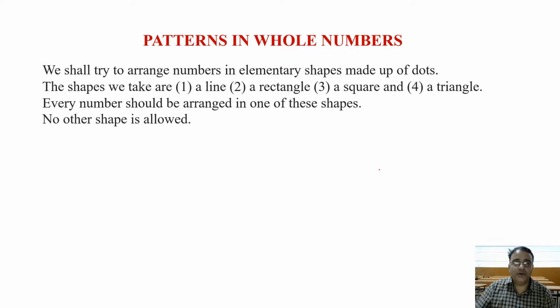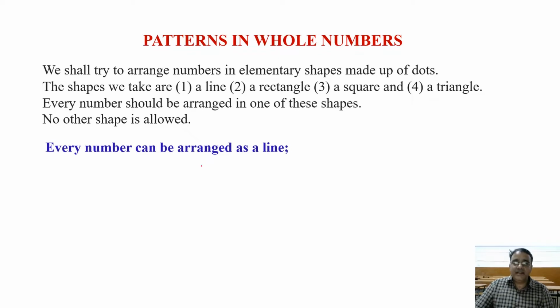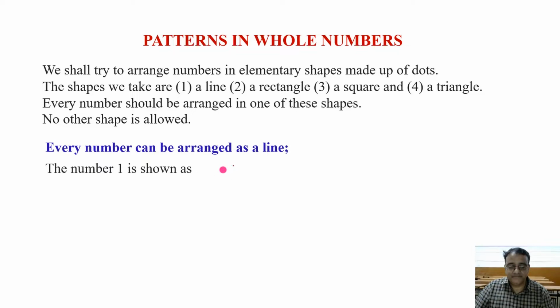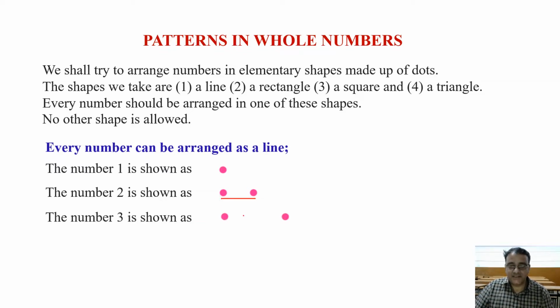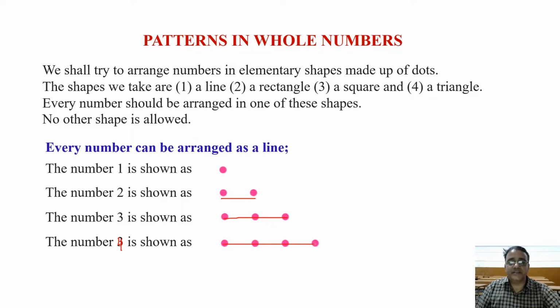Right? No other shape is allowed, only one shape. Right. So every number can be arranged as a line. The number 1 is shown as a single dot. The number 2 is shown as 2 dots. See, one line hai. The number 3 is shown as 3 dots. See, one line. The number 4, the number 3 nahi hai, 4 hai. The number 4 is shown as 4, this is also a line, and so on. ऐसे हम लोग रिप्रेजेंट कर सकते हैं.